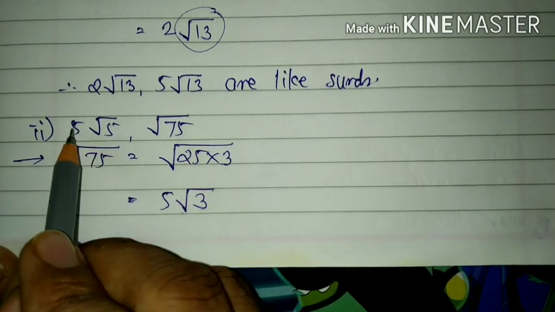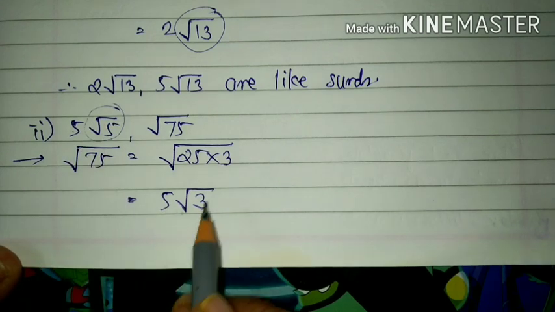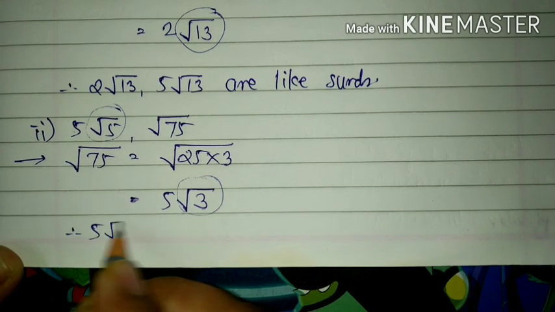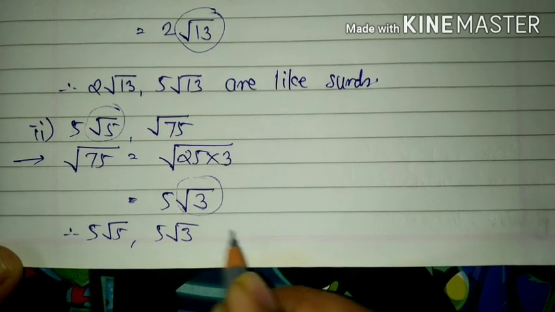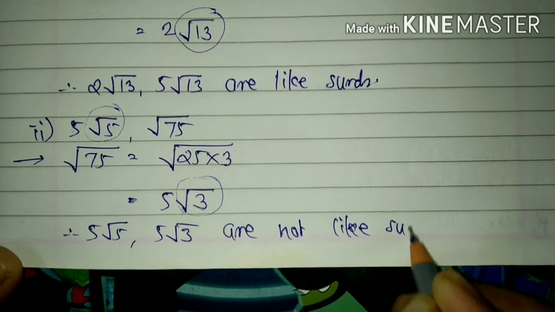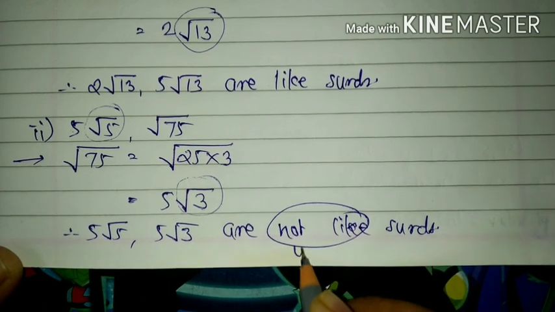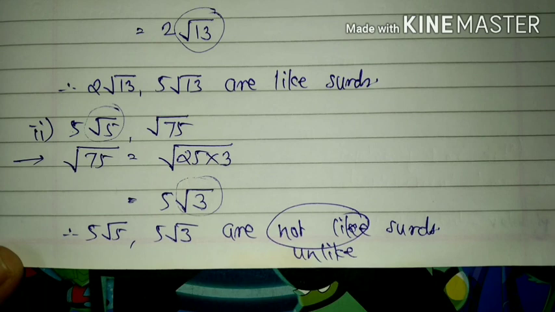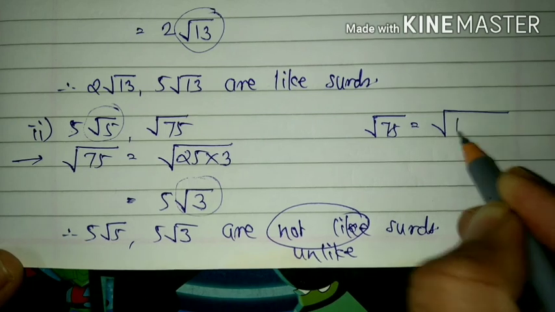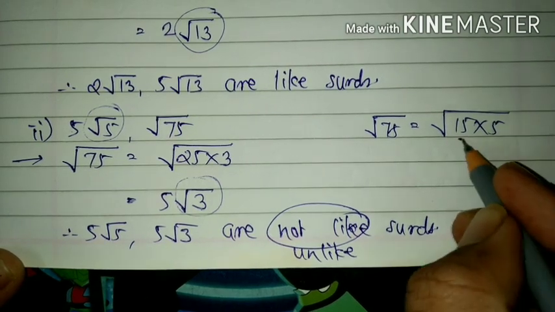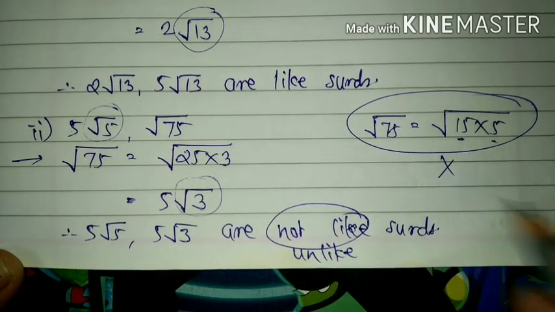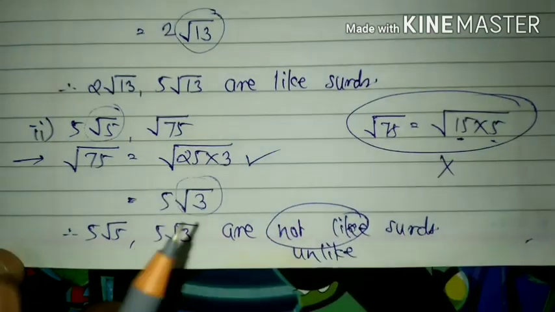Now see here, it is 5 root 5 and this one is 5 root 3. So these are not like surds. Therefore 5 root 5 and 5 root 3 are not like surds, or you can say unlike surds. Okay, see here, root 75 can be written as root 15 into 5, but 15 is not a square of any term, 5 also not a square of any term, so there is no use in that. That is why we have divided like this.